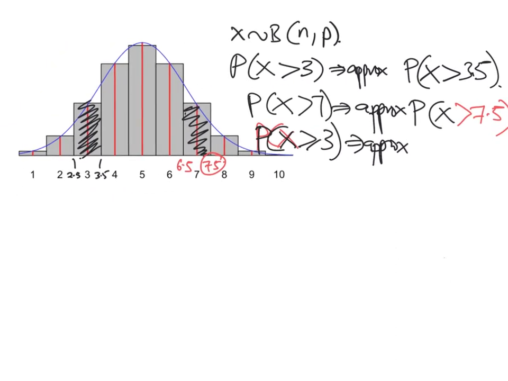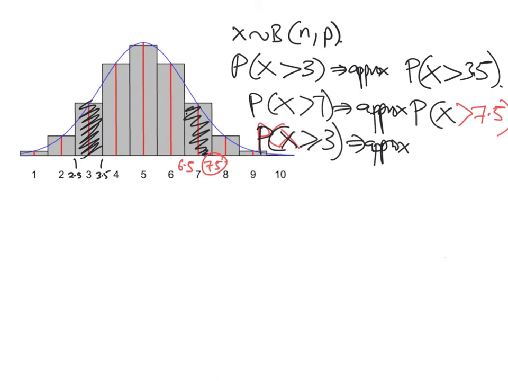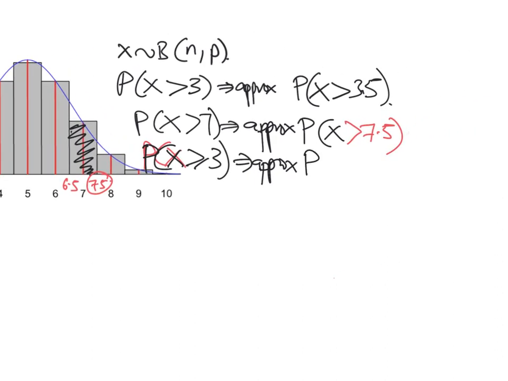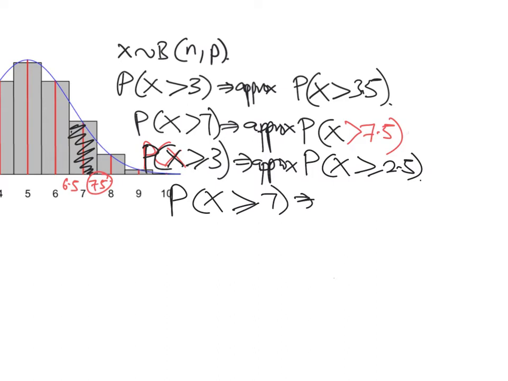So when I approximate, what is the lowest value that I can take? I must include 3. Since we have the continuity correction over here as 2.5, and this is within the bar of the bar chart for 3, then I take 2.5 as my first value. So X is greater than or equal to 2.5. And for the next one, the probability of X is greater than or equal to 7. Let's approximate that.